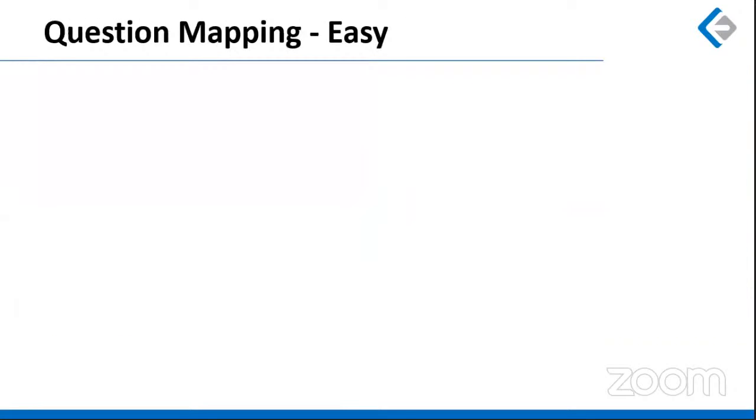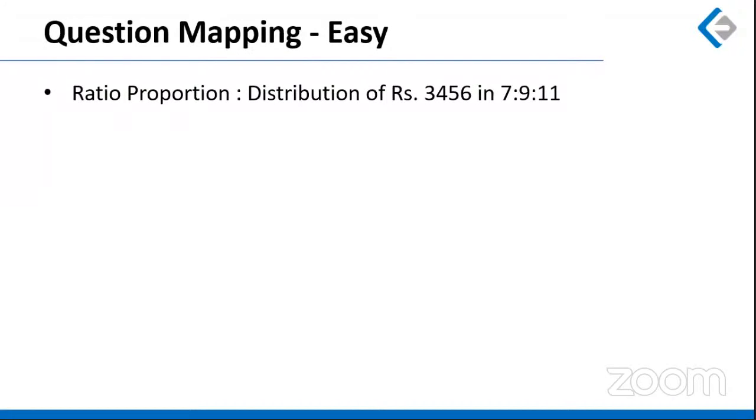So let's look at the question mapping of easy questions. The first question in this particular difficulty level is on ratio proportion variation, and this is a question which you could have solved within a minute because it was a simple question of distributing rupees 3456 in the ratio of 7 is to 9 is to 11, and we have to find out the first person's share. So that is going to be 7 upon 27 multiplied by 3456. Yes, that's the answer. Yes, there is some additional information given in the question, but that is not relevant as far as getting the answer is concerned.